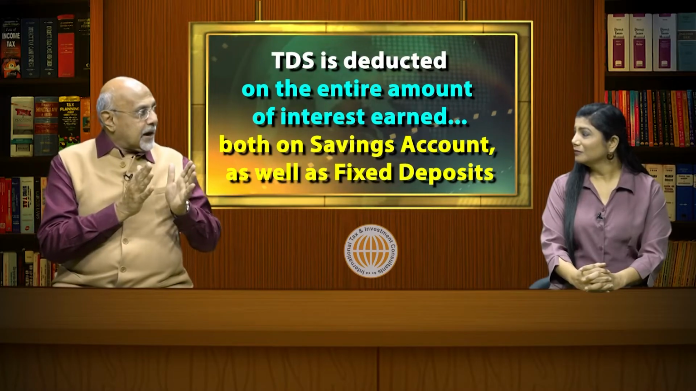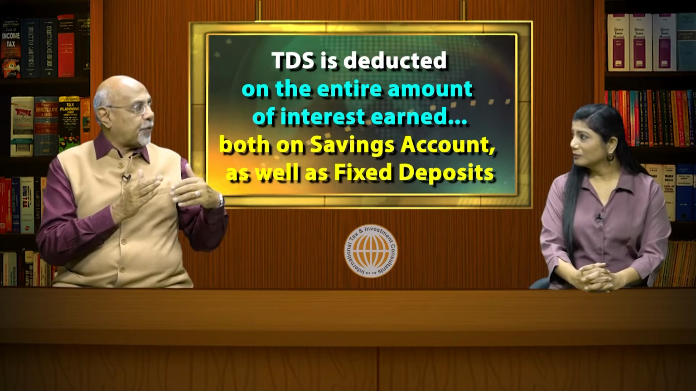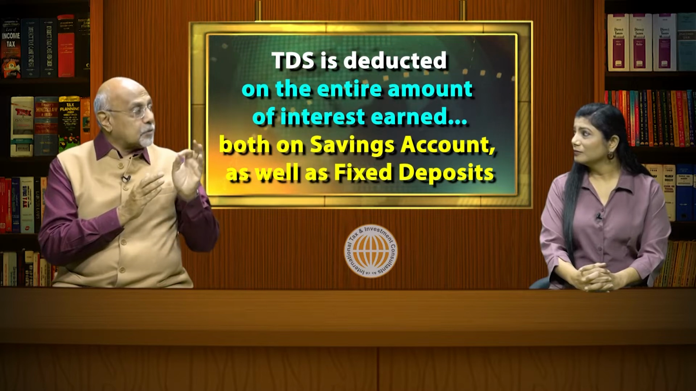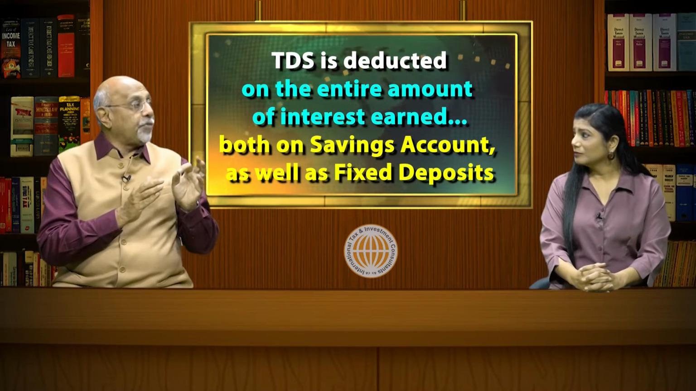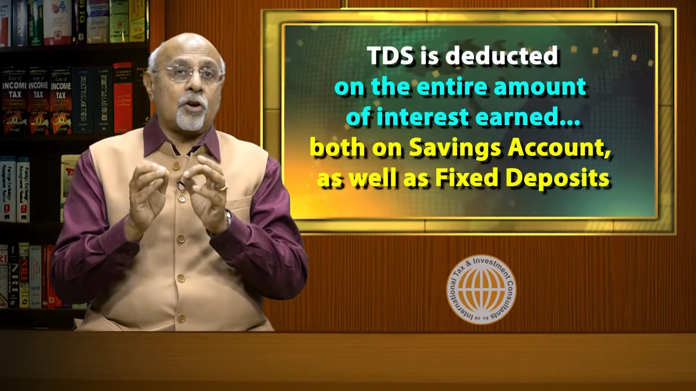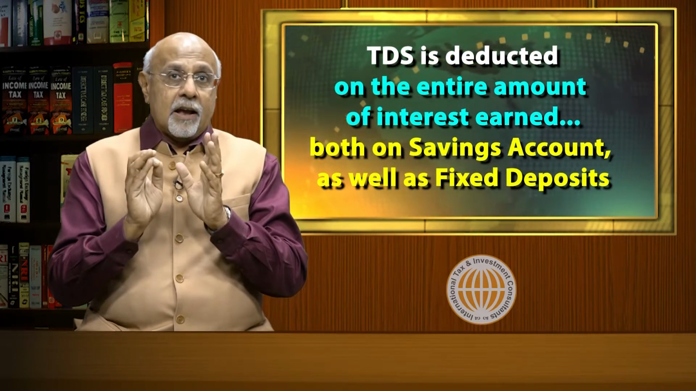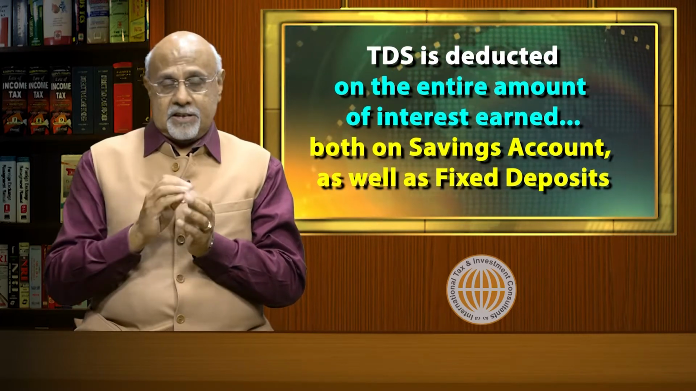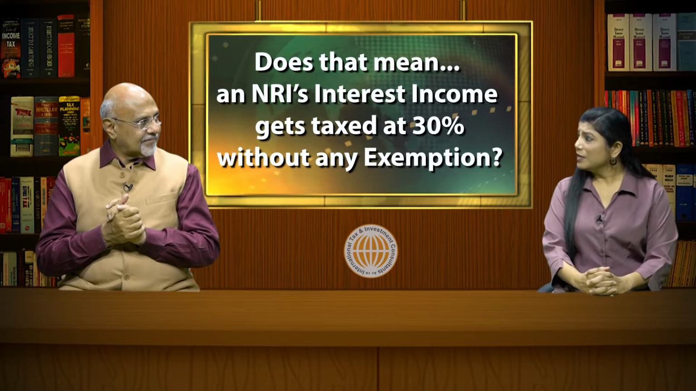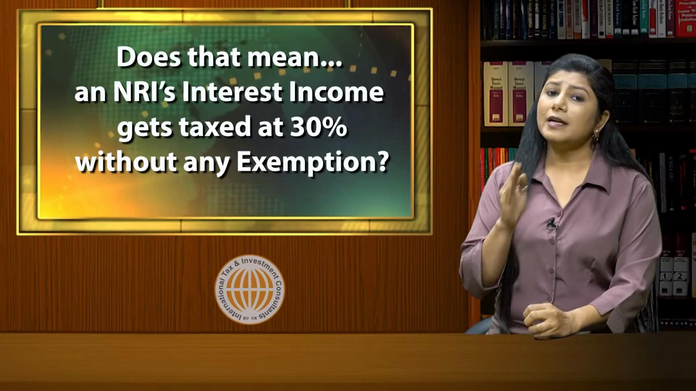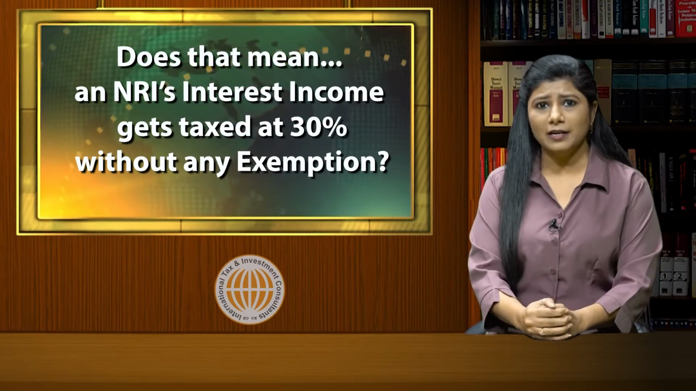So, Charmi, unlike the case of residents, in case of a non-resident, it is both interest on the NRO account as well as the interest on the NRO fixed deposit, which would attract TDS at the rate of 30%. Well, does that mean that an NRI's interest income gets taxed at 30%? Is there any exemption limit in this regard?